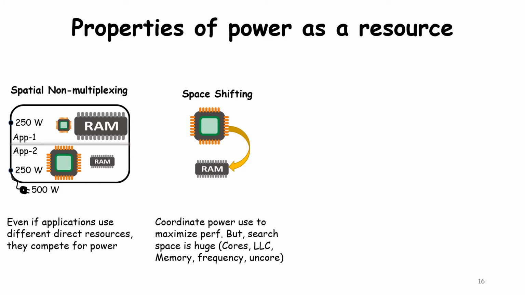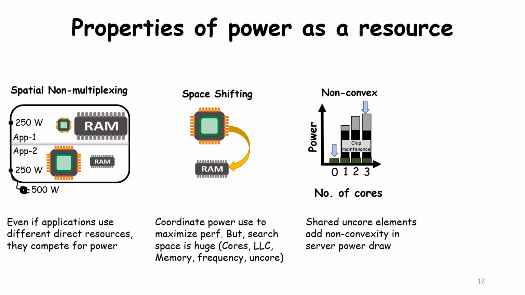Direct resources are compartmentalized. For example, CPU capacity may not be shifted to increase memory capacity even if it is underutilized. In contrast, power is fluidic, allowing its consumption in one component to be seamlessly shifted to another based on the application needs. This is one benefit of being an indirect resource.